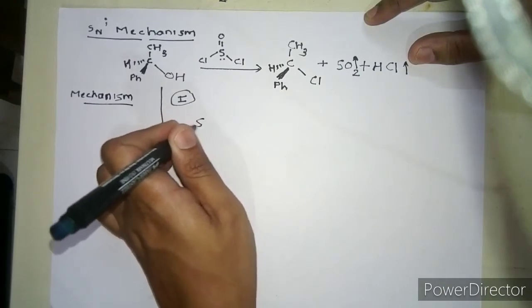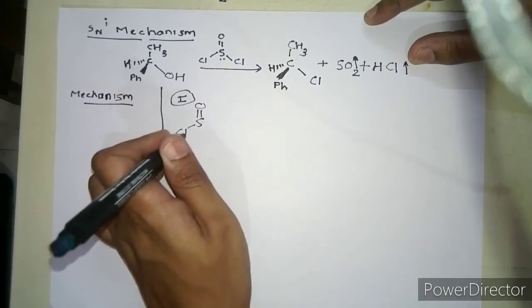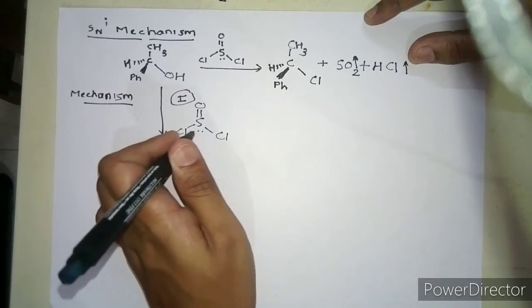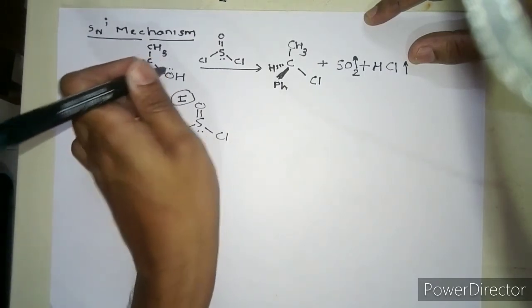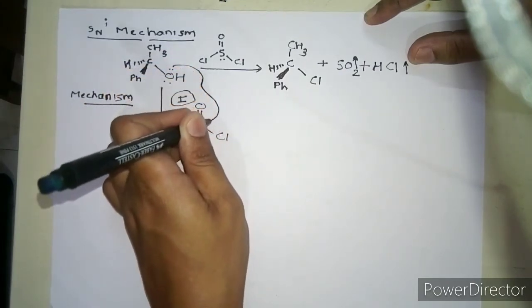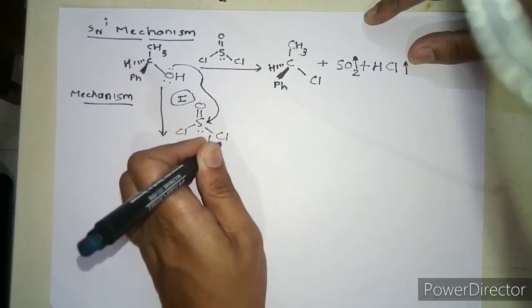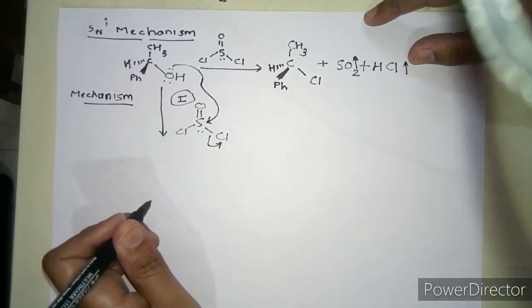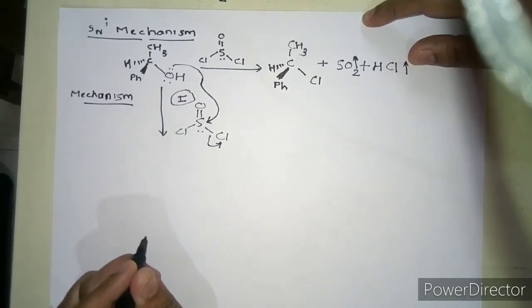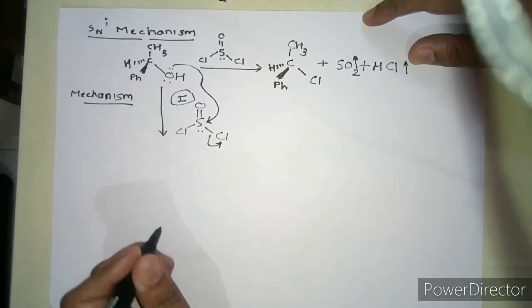If you see here, this is the structure of thionyl chloride, SOCl2. Sulfur has a lone pair of electrons. This oxygen also has lone pairs. Attack of this takes place on the sulfur, followed by removal of the Cl group. It's actually a nucleophilic substitution on sulfur atom. So this is the first step of the mechanism, but of course it is not a rate determining step, so we are not very much bothered about it.